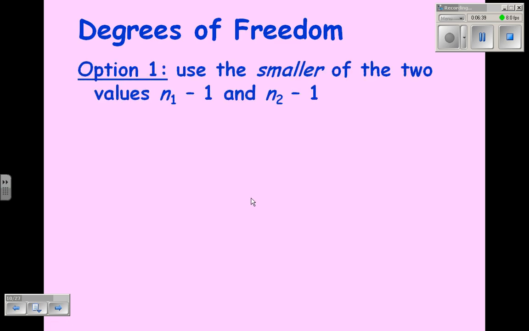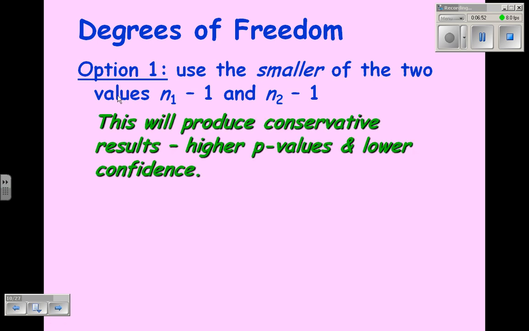As far as degrees of freedom, we have two options. The first option is we simply use the smaller of the two values, either sample size 1 minus 1 or sample size 2 minus 1. So we're going to be conservative. It will produce conservative results. It gives you higher p-values, lower confidence, but better safe than sorry. So option 1, if you have a sample of size 15 and a sample of size 30, we're always going to use the smaller of the two of them.